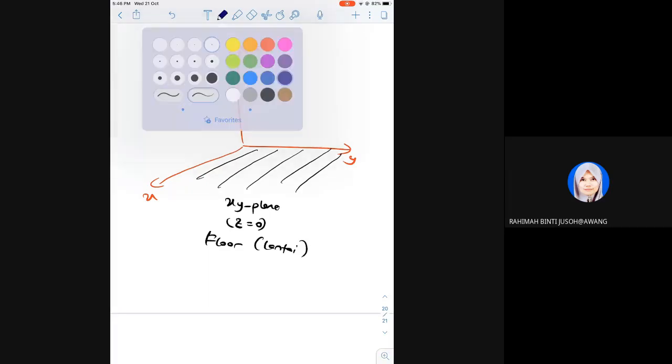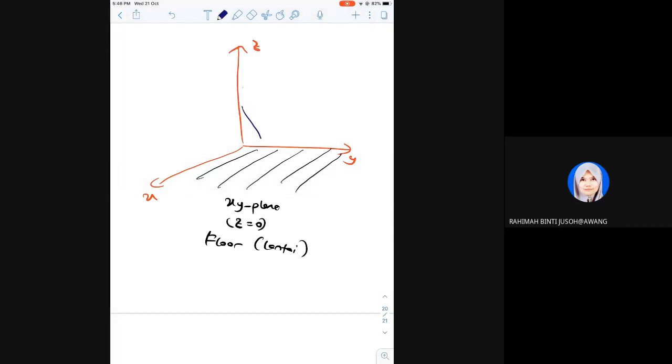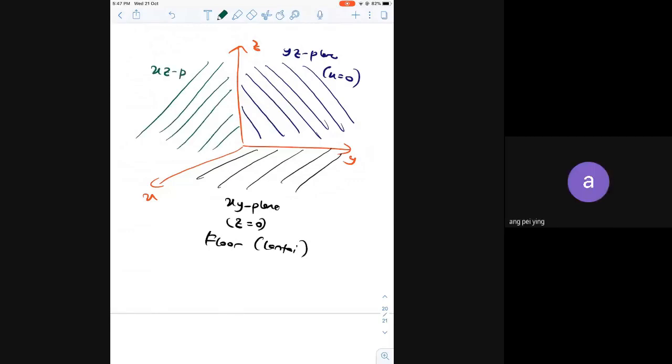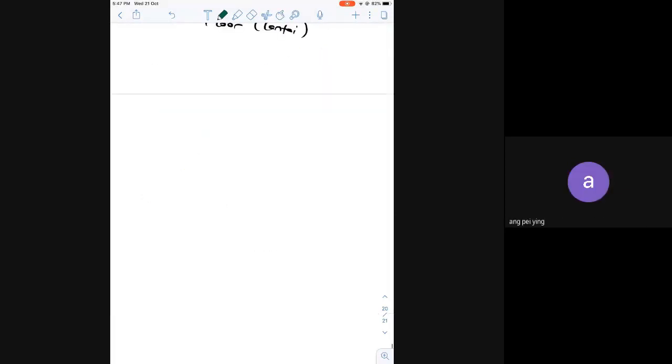Okey, kalau ni YZ plane ni, belakang ni. YZ plane pula adalah apabila X equals to 0. Ini dinding belakang, wall at the back. Okay, and then kalau yang kat sini, ini adalah XZ plane. XZ plane ni adalah apabila Y equals to 0. Itu konsep dia.